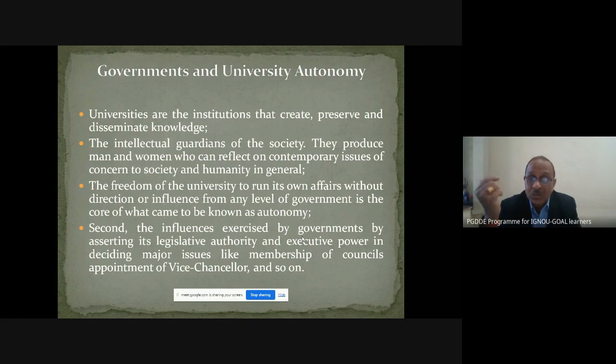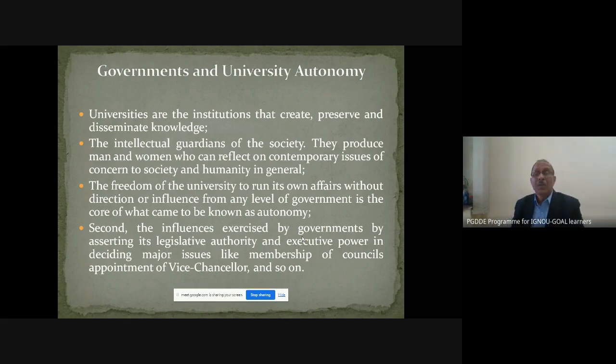They are the intellectual guardians of society. That's what we say, because naturally they create knowledge. So universities are seen as the intellectual guardians of society. And they produce human beings who will gain knowledge on the contemporary issues of society and humanity in general. This is the responsibility of the university.